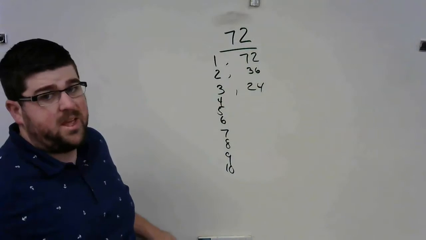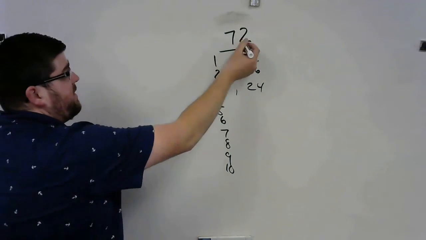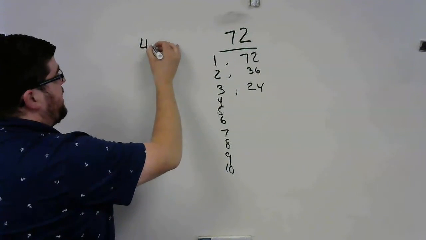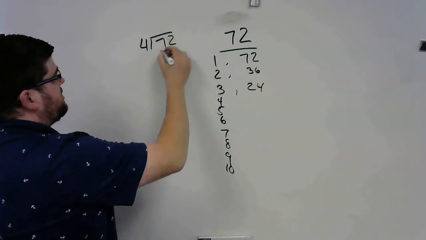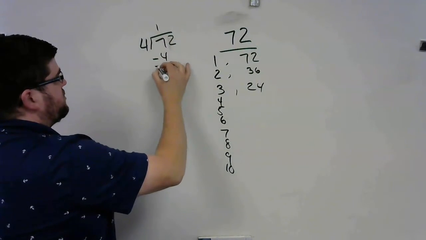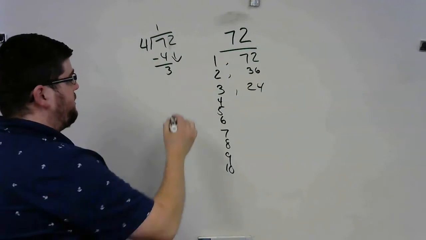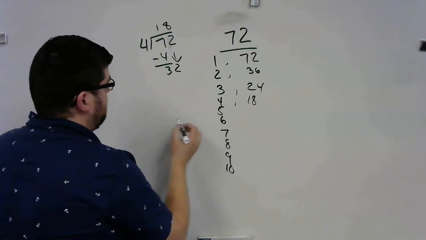4 going into 72. That's also not a basic fact. The highest I get with 4s is up to 48. So I'm going to have to divide again. These bigger numbers take time because you've really got to divide them all out. So 4 goes into 7 one time. 1 times 4 is 4. Bring down, subtract, I get 3. Bring down the 2. 4 goes into 32 8 times. So that one equals 18.